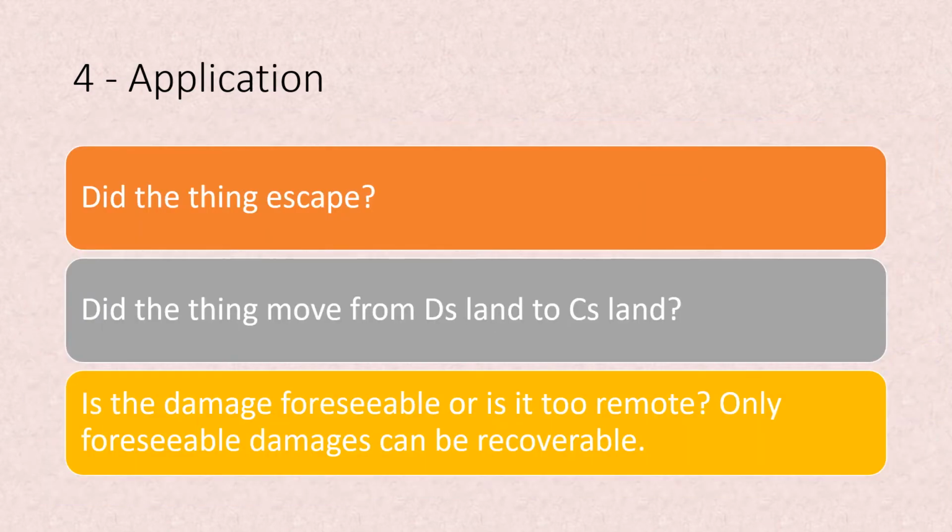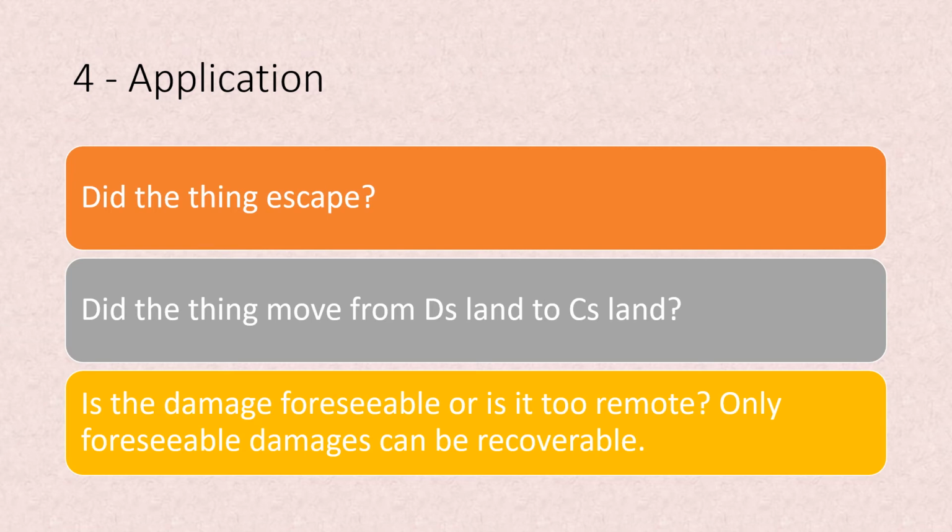So for application, we've identified the thing which is likely to cause mischief. We now ask, did this thing actually escape from the land? So did the thing move from the defendant's land to the claimant's land? And of course what we've got is water here, oil would go, fire would spread. All this thing needs to do is move from one place to another.